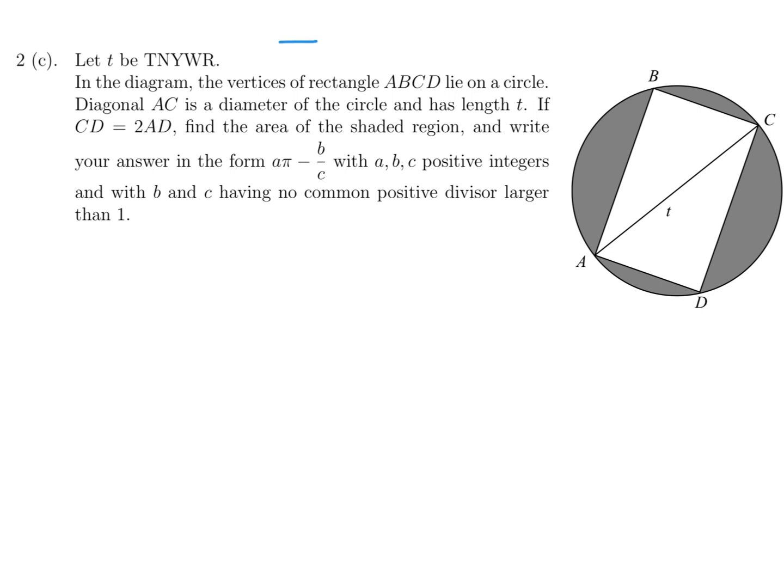T is, in this case, 6, because it's the answer to the previous question. In the diagram, the vertices ABCD lie on the circle. Diagonal AC is the diameter. It has length T. If CD is twice AD, find the area of the shaded region.